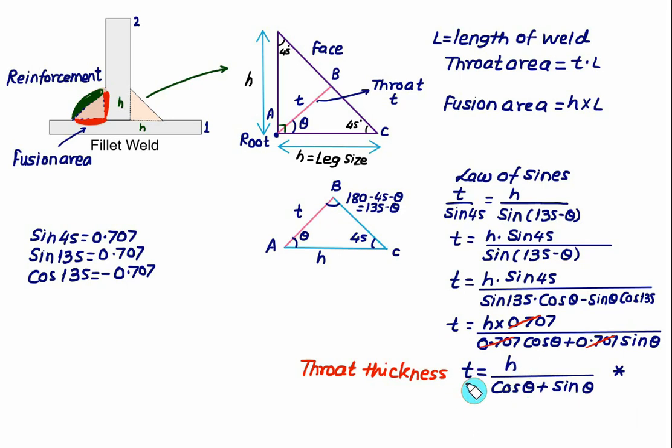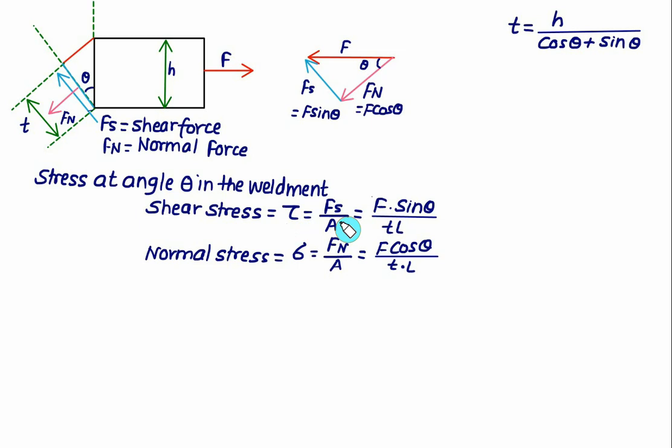So we'll replace the value of T in the last equation using the throat thickness. So we have shear stress tau given as Fs divided by the throat area, which is T into L. Here T we can replace as H divided by (cos theta plus sin theta). So cos theta plus sin theta will go in the numerator and H will come in the denominator. So by substitution you will get F multiplied by sin theta multiplied by (cos theta plus sin theta) divided by H into L.